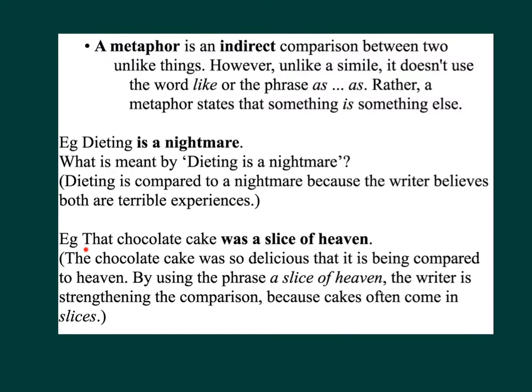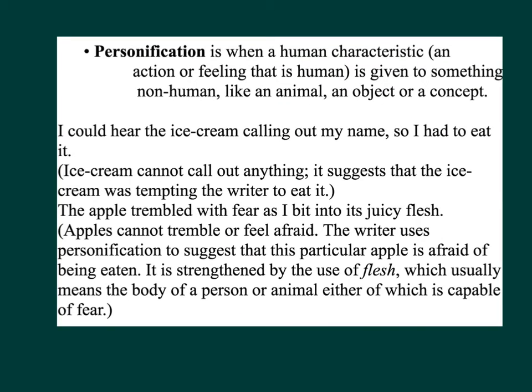For example, that chocolate cake was a slice of heaven. The chocolate cake was so delicious that it's being compared to heaven. By using the phrase a slice of heaven, the writer is strengthening the comparison, because cakes often come in slices. Personification is when human characteristic, an action or feeling that is human, is given to something non-human, like an animal, an object, or a concept.